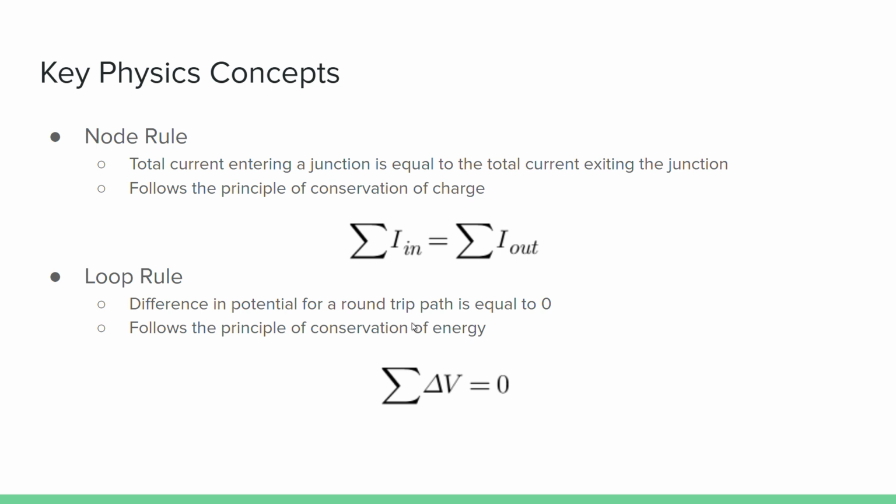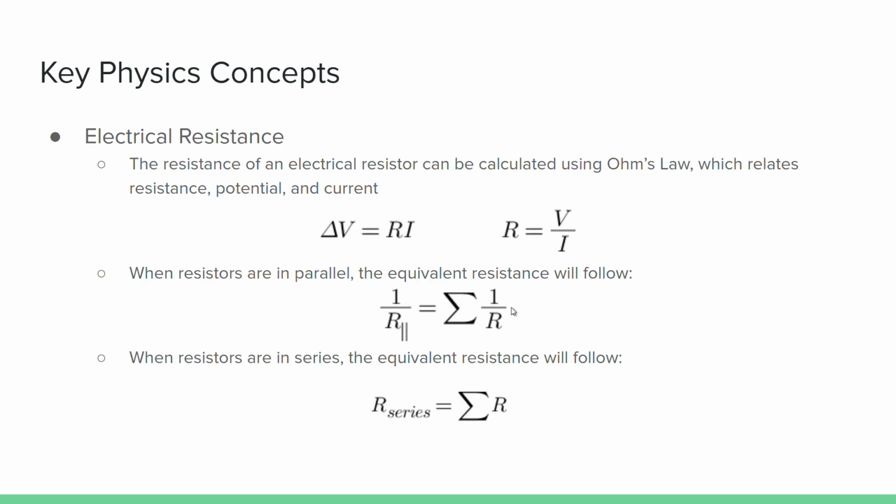Some key physics concepts in this lab are the node rule, which states that the total current entering a junction is equal to the total current exiting the junction, and it follows the principle of conservation of charge. The loop rule states that the difference in potential for a round-trip path in a circuit is equal to 0, which follows the principle of the conservation of energy.